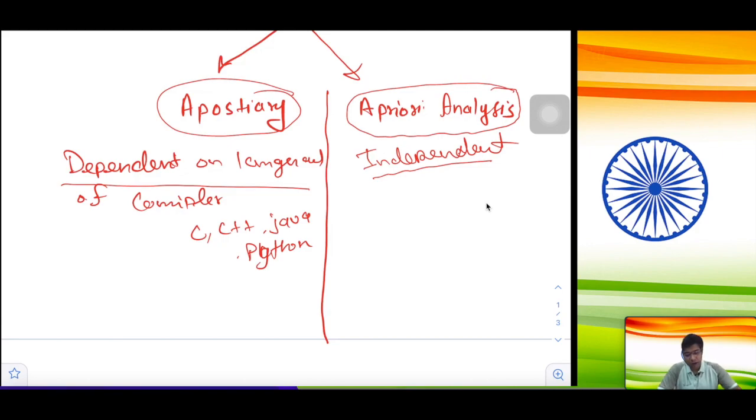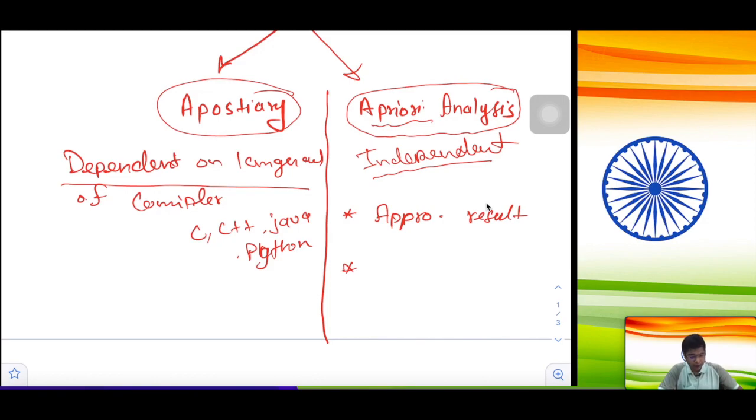We are only focusing on priori, because here we write the algorithm and check how much time it takes. So that is why we focus on priori. Priori also gives an approximate result. Why, I will discuss in the future, so let's skip it right now.